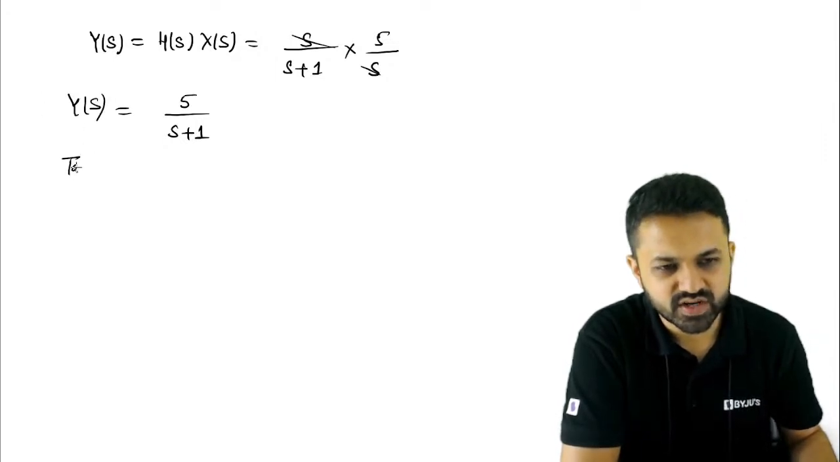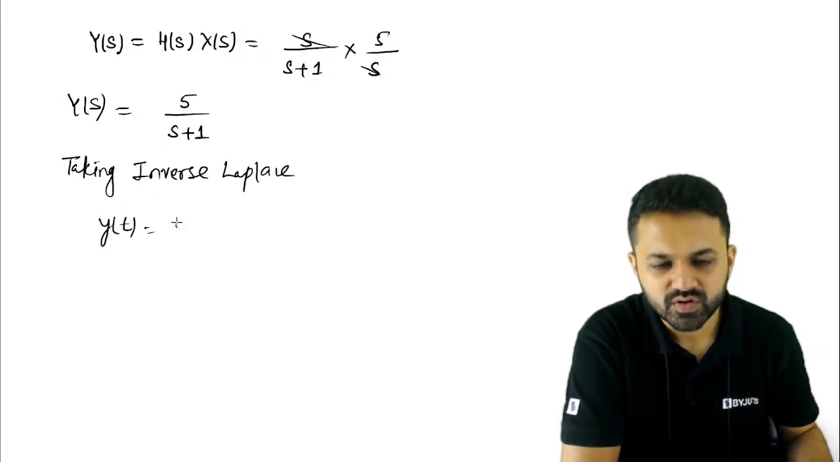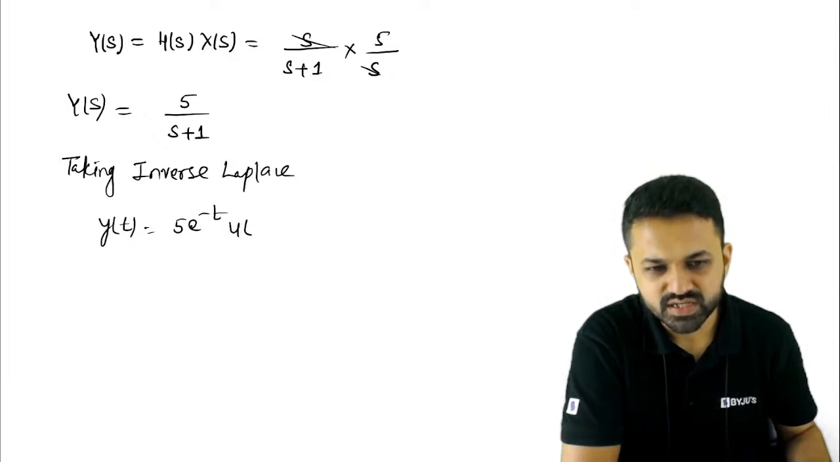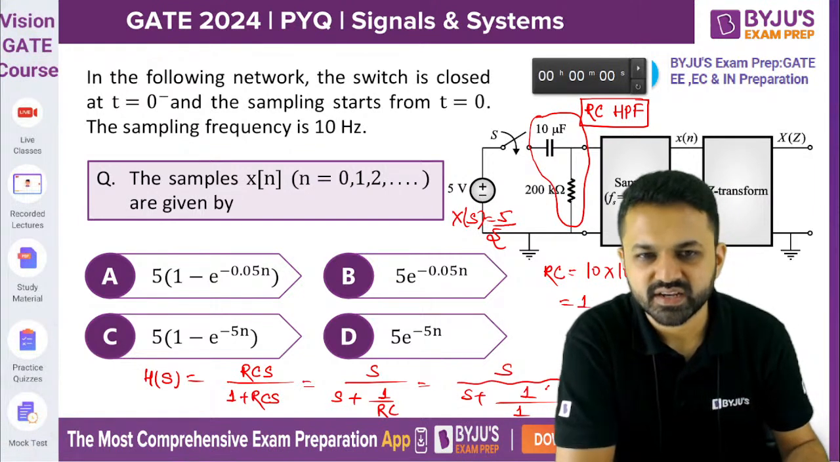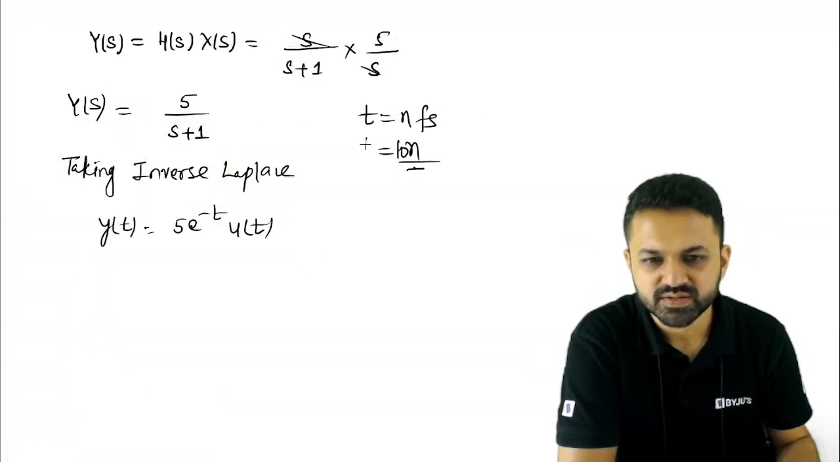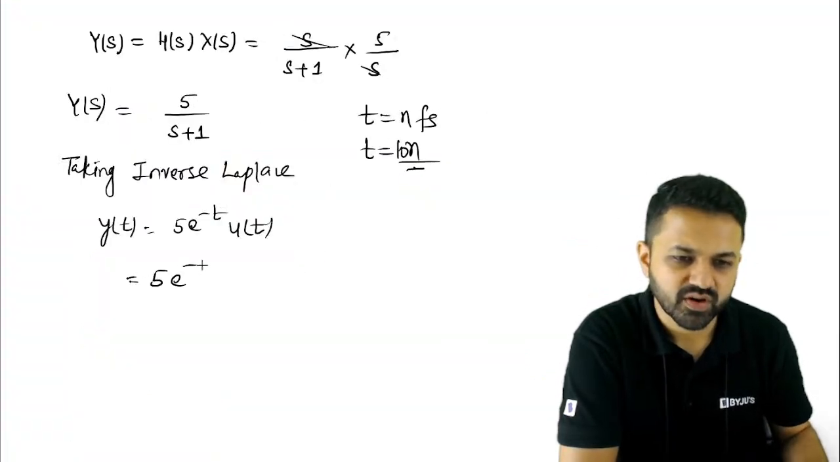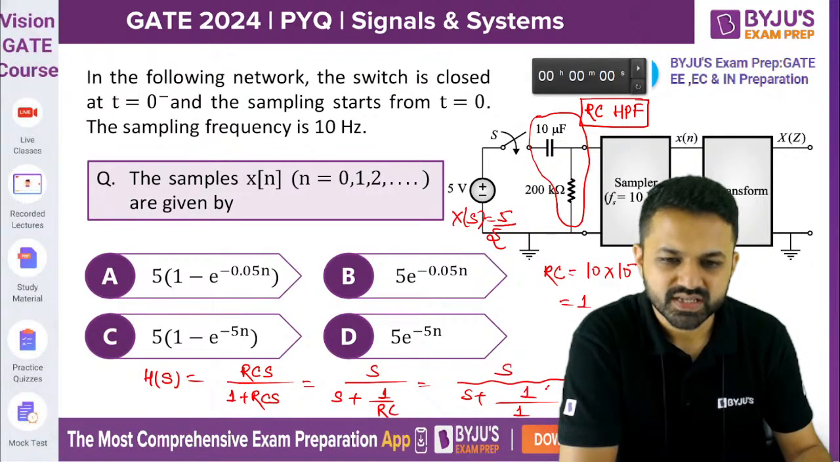Taking the inverse Laplace, we will get y(t) equal to 5 e to the power minus t u(t). And you are sampling at the sampling rate 10. So we know that we have to replace t is equal to n/fs, fs is 10, so we replace it by 10n. So this is 5 e to the power minus 10n.